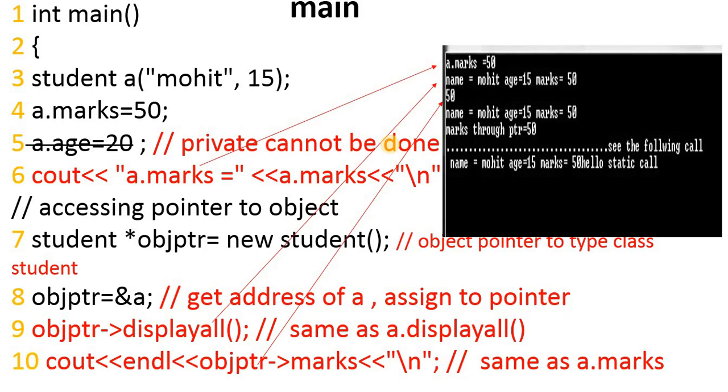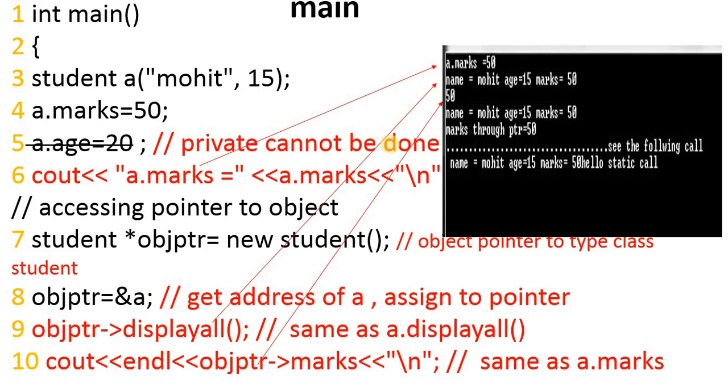In the main program, the first thing, line number 3. I said Student A, and I have passed the name of the student as well as the age. That means I have created an object called A. This is the first object I have created, and I can say a.marks is equal to 50 because marks is defined as public. I can simply put a dot and assign that variable.